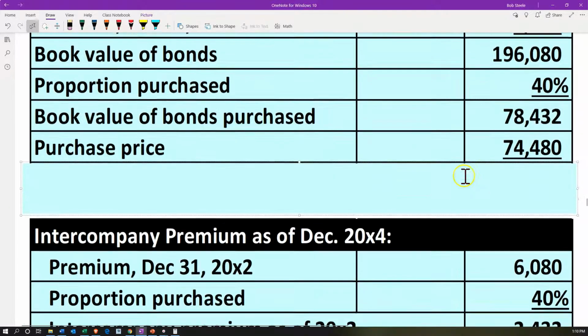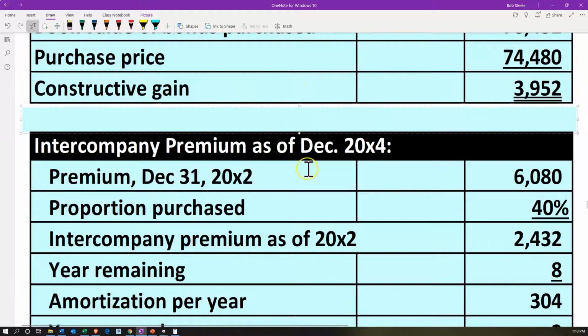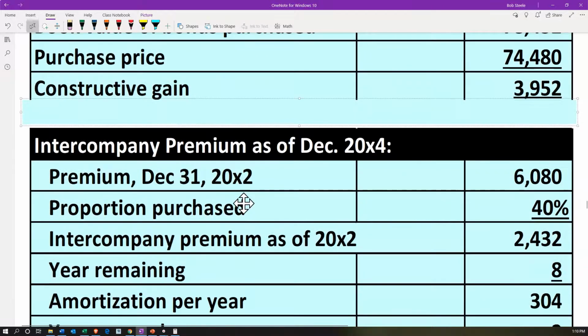So now we have this difference that we're going to have to be dealing with, which is going to be that 3,952, and that's going to be the constructive gain that we're going to have to be dealing with within our consolidation. That's one of the most confusing components with this bond type of thing. We'll see how that will be taken into consideration with regards to our elimination entries in future presentations.